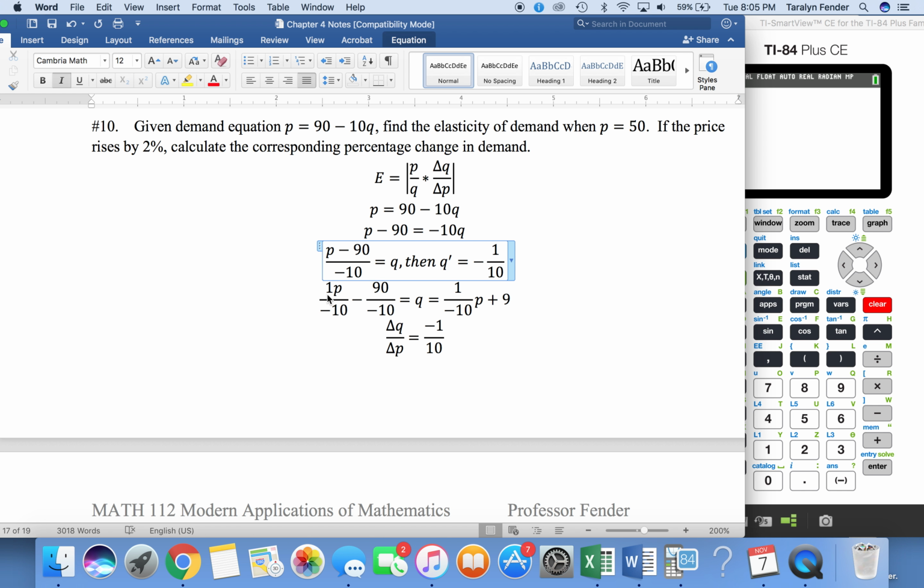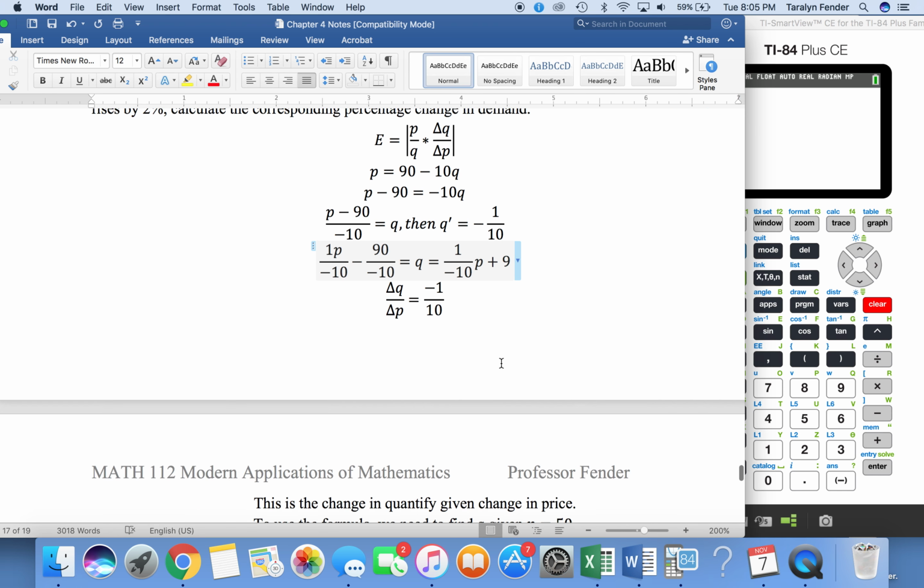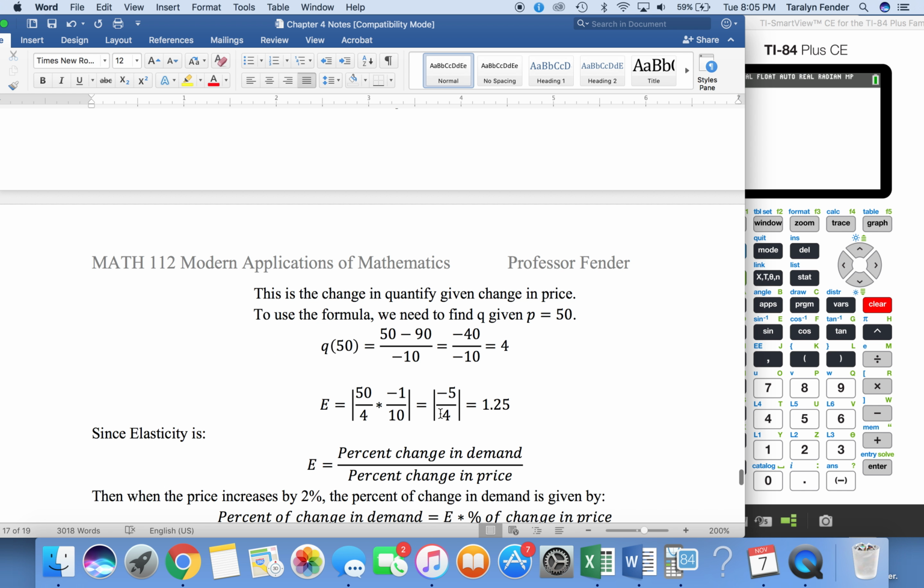And we see we have 1p over negative 10 minus 90 over negative 10, so Q is 1 over negative 10p plus 9, and the derivative of the Q function is negative 1 over 10. So we plug that into the formula and let's see what our elasticity is. This is the change in quantity given change in price. To use the formula, we need to find the Q given P is equal to 50. So Q of 50 is equal to 50 minus 90, which is negative 40, over negative 10, which is 4.